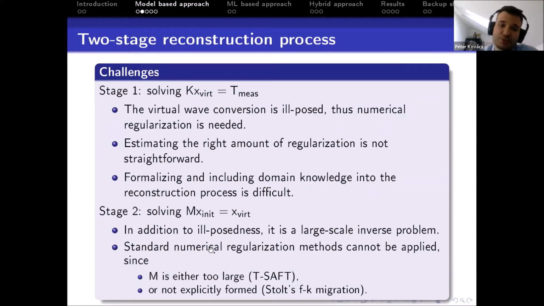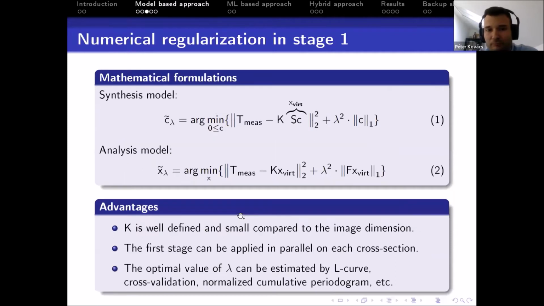And in the second stage, we again have an ill-posed inverse problem, which, in addition to the first stage, is also large scale. So the matrix here that describes the system of linear equations is much bigger, or it cannot be explicitly formed. And we still need regularization to get a meaningful solution.